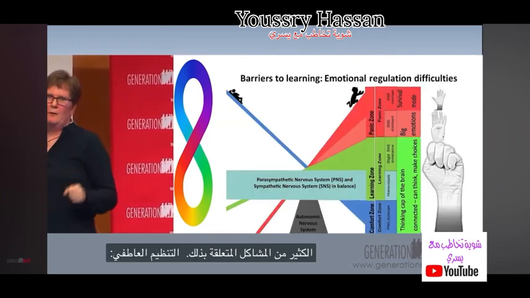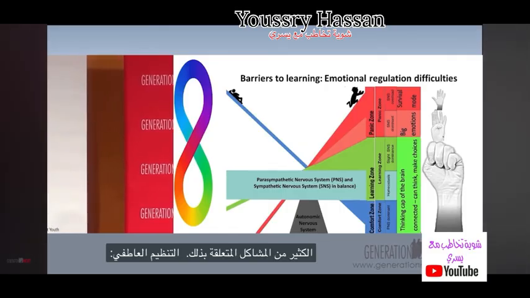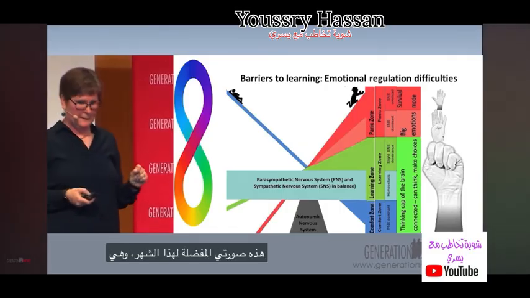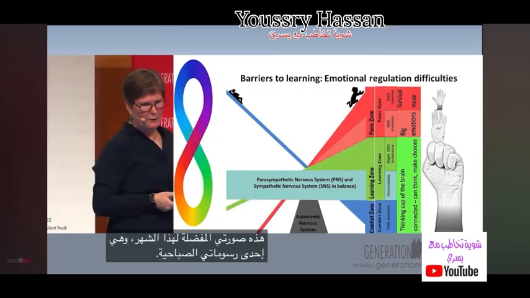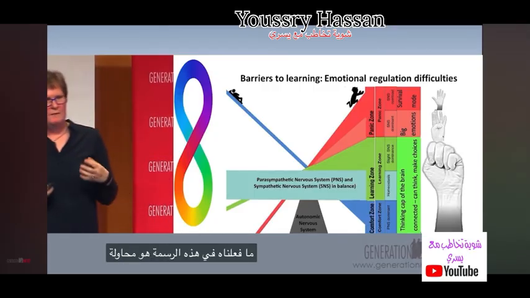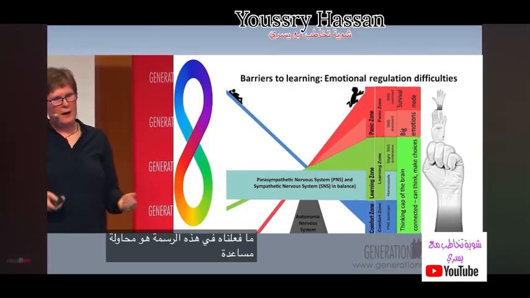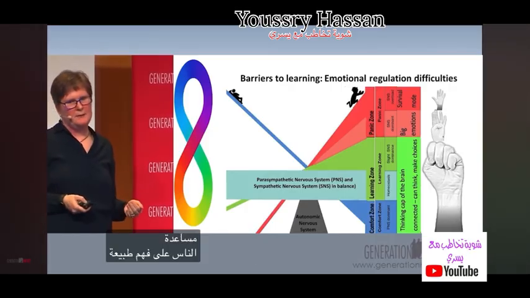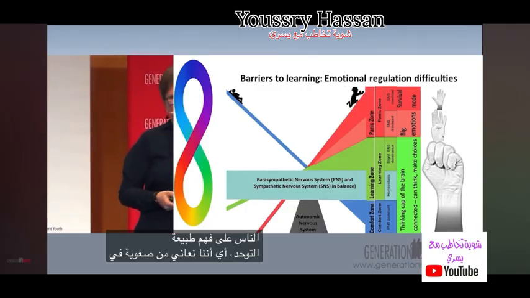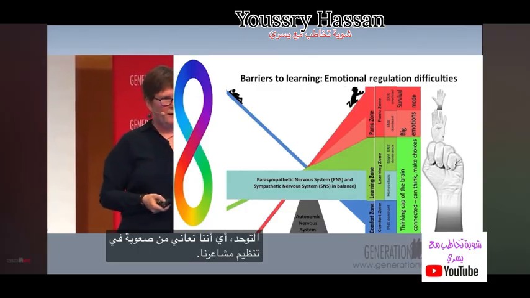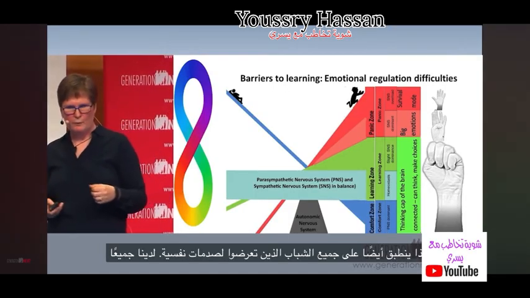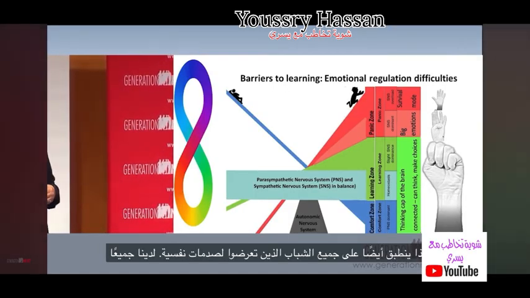We have a lot of issue around emotional regulation. This is my favourite picture of the month. So this is one of my 1 in the morning drawings. And what we've done in this drawing is we're trying to help people understand what it is about autism that means that we struggle to emotionally regulate. And this actually applies to all young people with trauma as well.